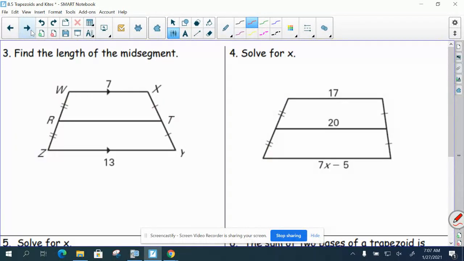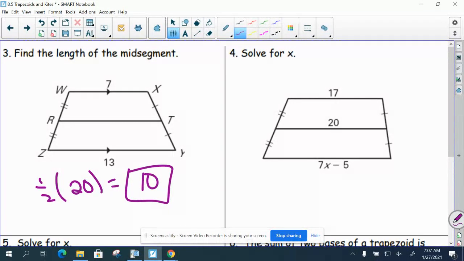All right. Now we're using the midsegment of a trapezoid. So to figure out the length of the midsegment, we would add up 7 and 13 and divide it by 2. So we'll do 1/2 of 7 plus 13 would be 20, so that would be 10.